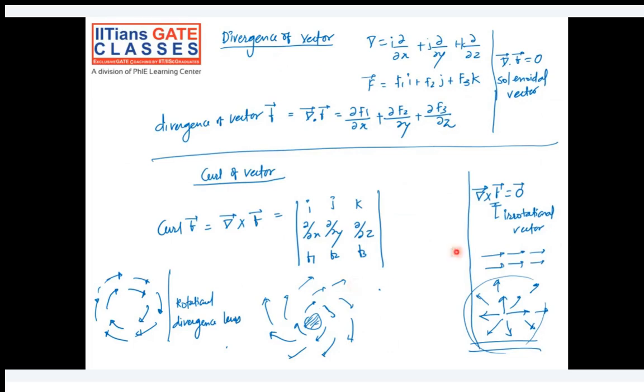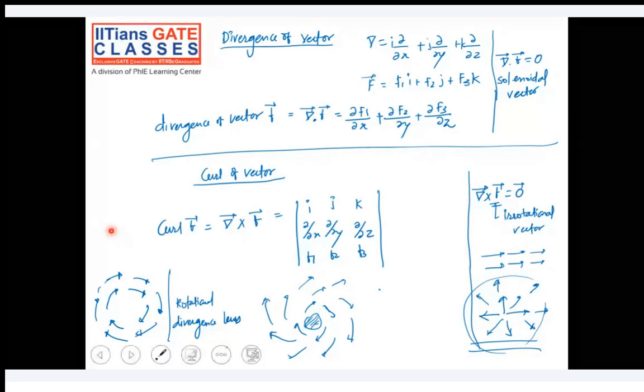These two things are very, very important. Whenever you come across a vector field, you have to check the dot product and cross product. Dot product is nothing but the divergence of the vector. It tells you whether the vector field is going away from the center or not. If it is going away from the center, it's diverging. Cross product is nothing but the curl of the vector, which helps us understand whether the field is rotating or not. These are the two main points you should remember.